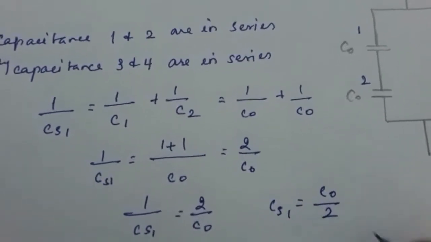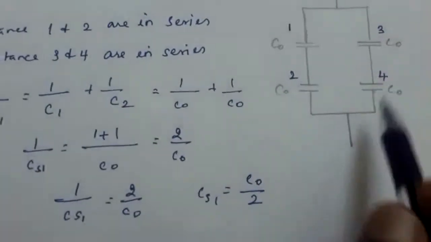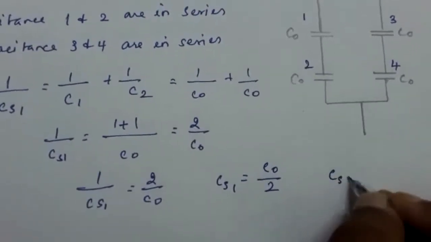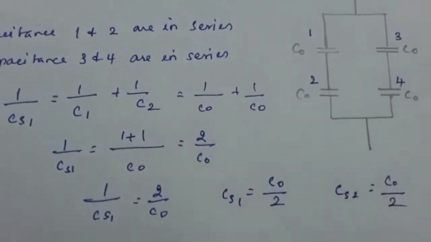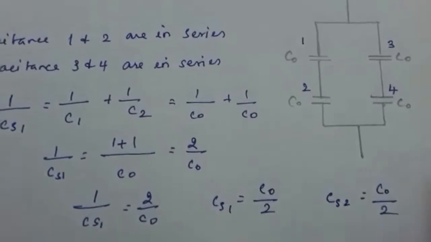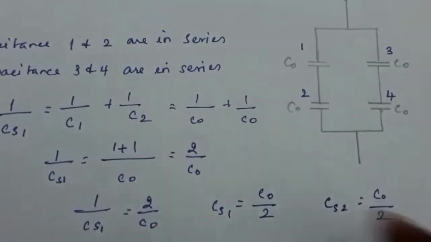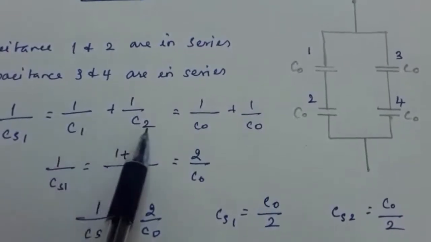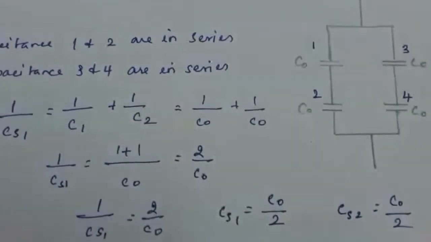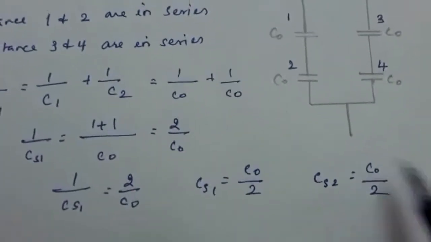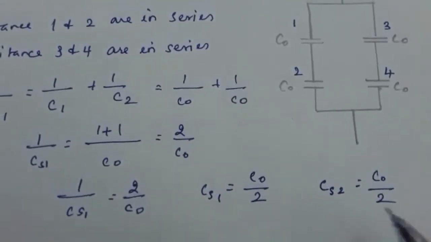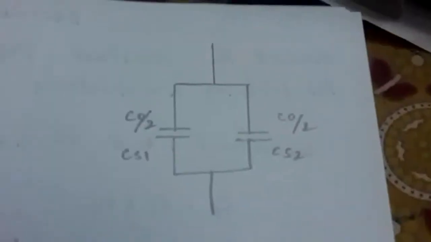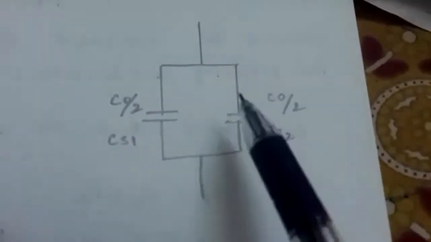Similarly, for 3 and 4, CS2 is also C0 by 2, because all have the same value. So, CS2 is found from C3 and C4, and all the other things will be the same. So, the same value you will get for CS1 and CS2. Now, I can draw the equivalent diagram for this.